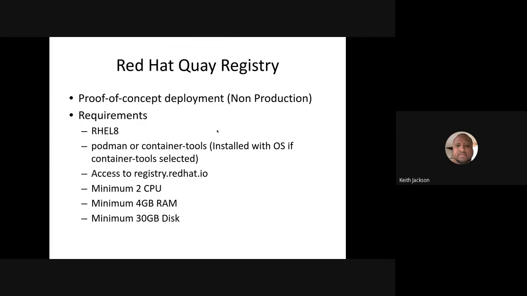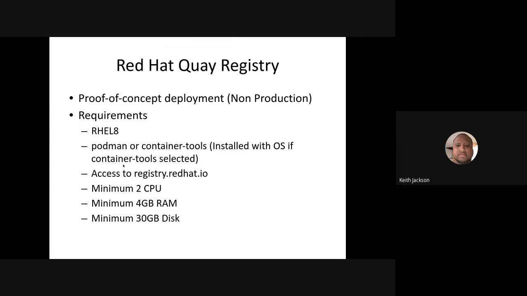So your general requirements for Quay, you need RHEL 8. You're going to want Podman or container tools installed. If you install container tools instead of just Podman, container tools actually gives you a full suite of container management tools instead of just Podman. And again, if you select container tools while you're installing RHEL, you'll have those tools available to you. So you don't need to go to any RHEL repos from the CDN or from Red Hat or any EPEL or any other repos anywhere else to get Podman. It'll install itself right alongside the installer if you select it.